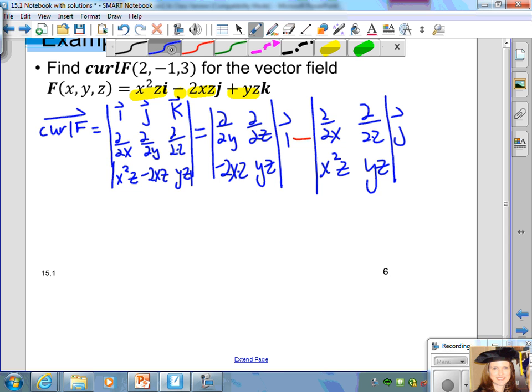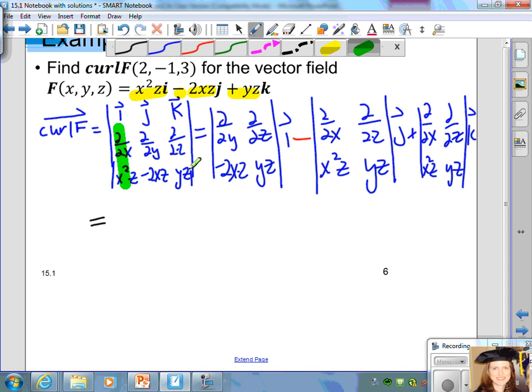That should be a minus there. And then that last one, cover up the k, it's a partial with respect to x, partial with respect to z. That's your k, x squared z, and yz. Now I'm writing it out here, but really when I work this out, I don't even have to write that out because I can cover it up and find the determinant of the matrix. All right, so to do the first one, we want to take the determinant here. Cover up this first term and then find the determinant of what's left.